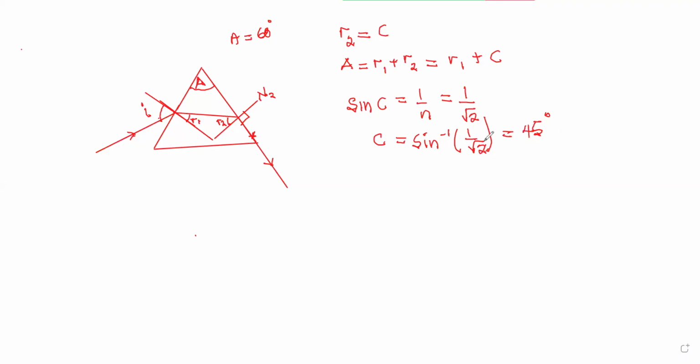So this would also help us get the least angle of incidence at the other face where total internal reflection will occur. So if C is this, then it means R2 is equal to 45 degrees. Therefore, R1 is equal to A minus C, which is 60 minus 45. So the first angle of refraction at the first face is 15.